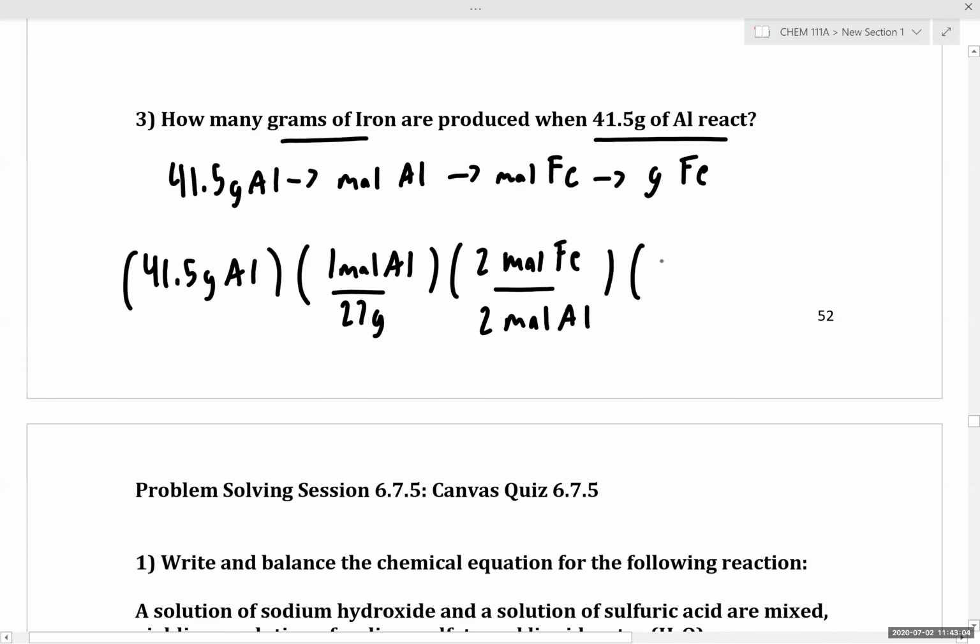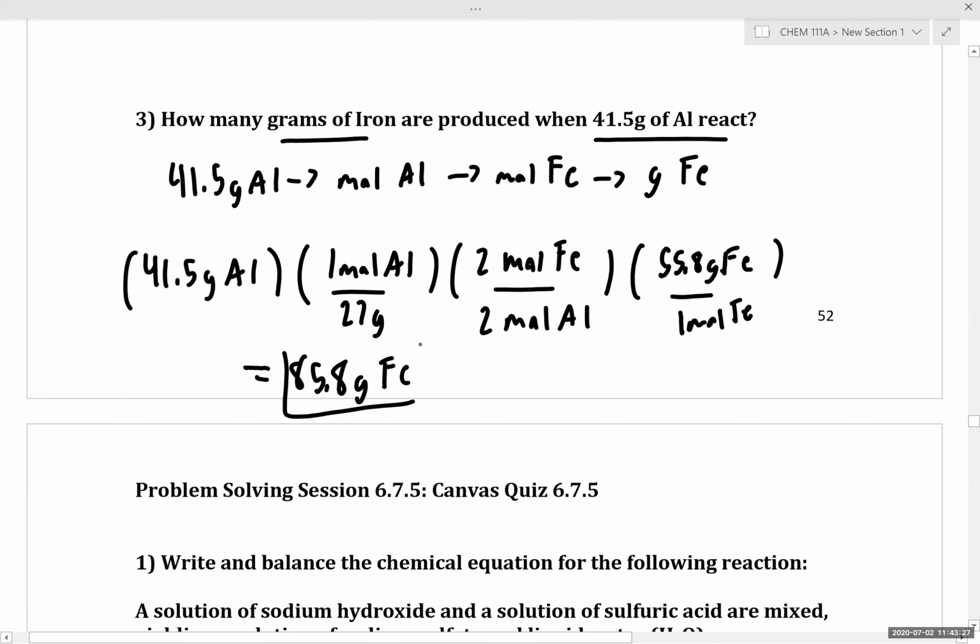And then finally, we know that we have 55.8 grams of iron per every 1 mole of iron. And if we punch this into our calculator, we get 41.5 over 27 times 2 over 2 times 55.8. And that gives us 85.8 grams of iron.